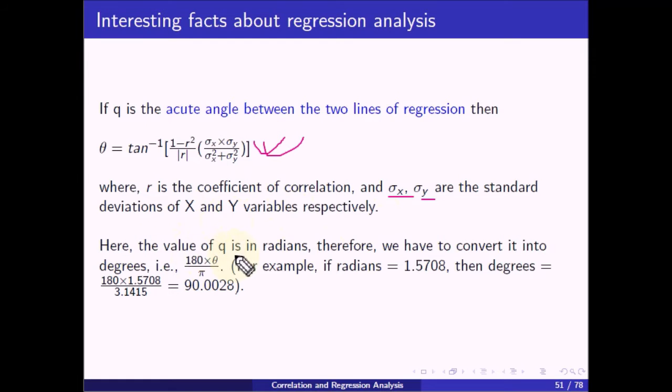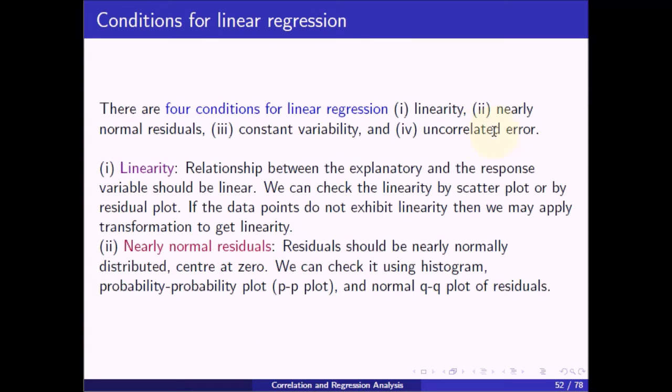Here the value of θ is in radians. Therefore, we have to convert it into degrees. So that is 180 into θ divided by pi. For example, if the radian value is 1.5708, then the degree is equal to 180 into 1.5708 divided by pi, 3.1415, that is 90.0028.